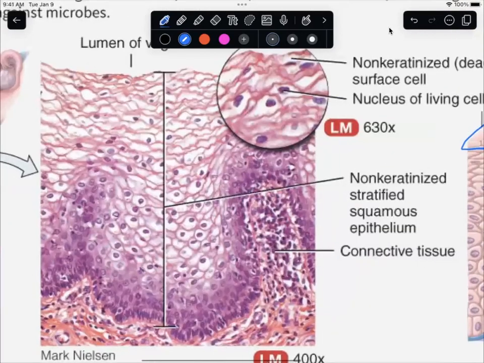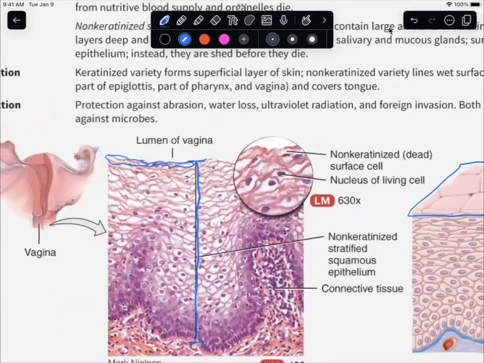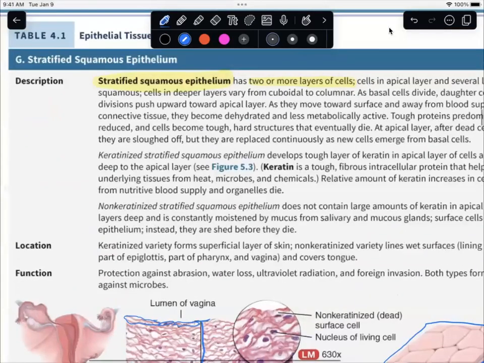This picture over here, this is the lining of the vagina. We have this part here showing all of these different layers of cells here. We look at this very top layer to see that these cells are flat. They're pretty flat overall. So that is telling me that I have many, many, many layers, so it's stratified. I have flat cells, so it's squamous.